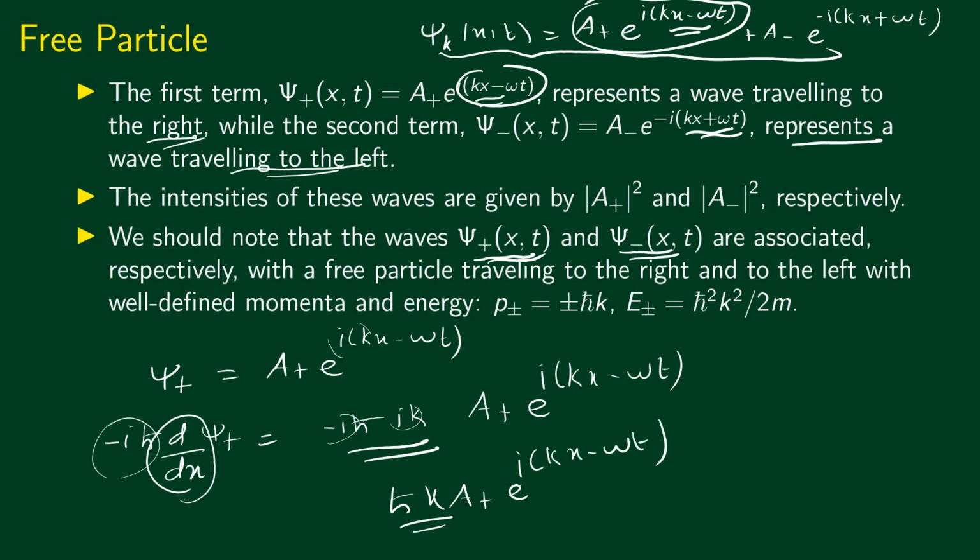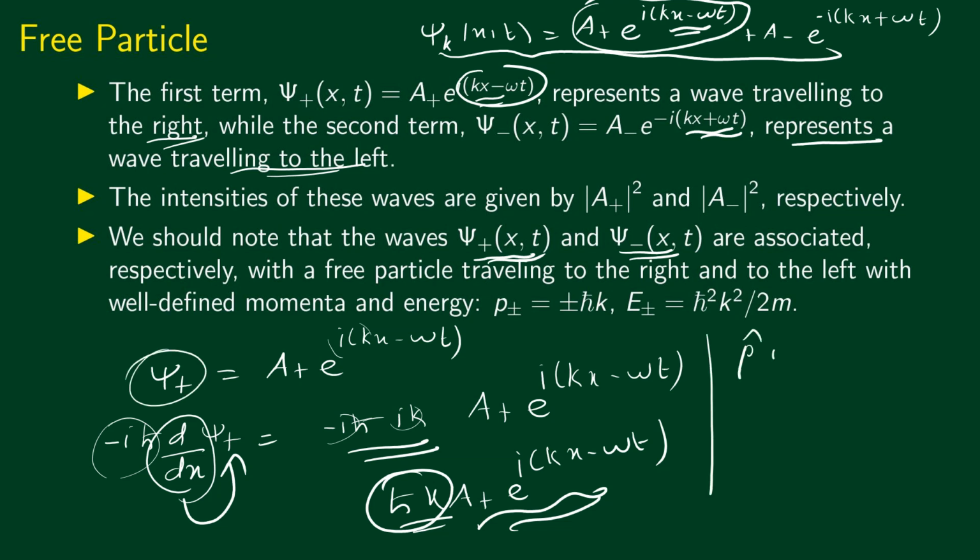So when we applied the momentum operator to this function, we get a constant multiplied by the same function. This means that the momentum operator acting on psi plus is equal to h bar k multiplied by psi plus. This is what we got. This means that psi plus is an eigenfunction of the momentum operator with eigenvalue plus h bar k. So this momentum is positive, right?